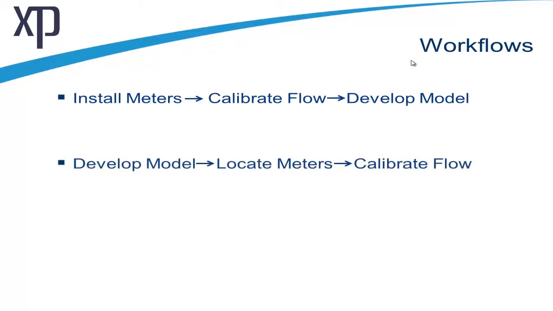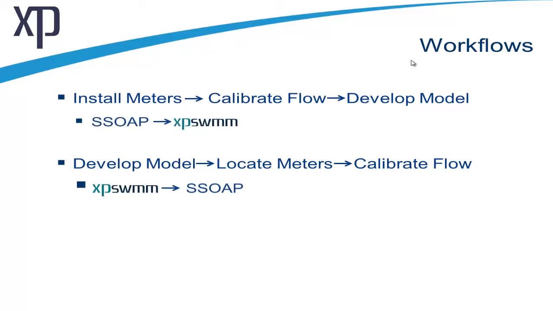Another way you might do that is to develop a more bare bones model that would have a little bit potentially of flow and meter data, and use that to locate additional meters. So maybe you had historical data, now you're locating newer meters, and then you're going to do a new calibration. And again, there are reasons to do either one. And I'm just pointing out that that generally starts two different ways.